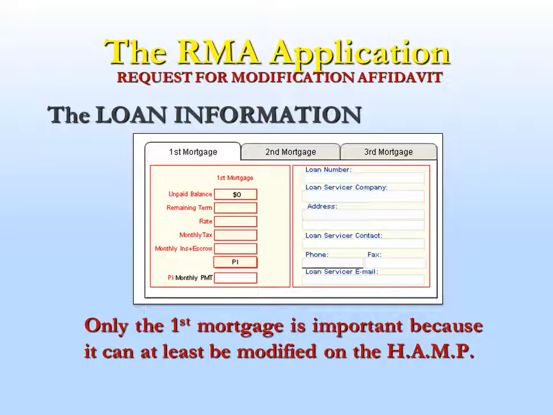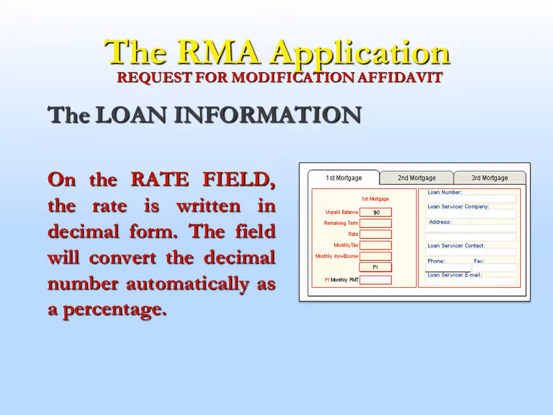The loan information. Only the first mortgage is important because it can at least be modified on the HAMP. On the rate field, the rate is written in decimal form. The field will convert the decimal number automatically as a percentage.